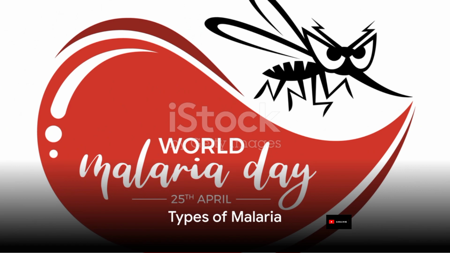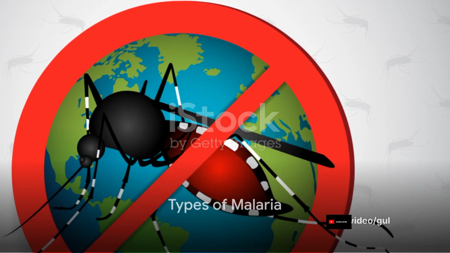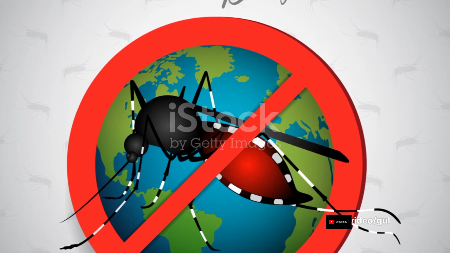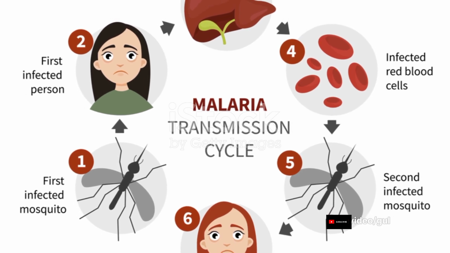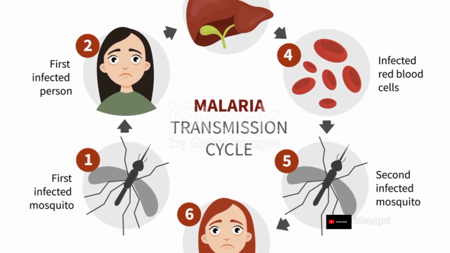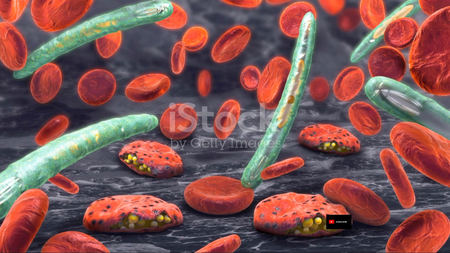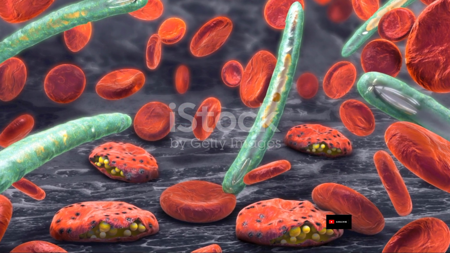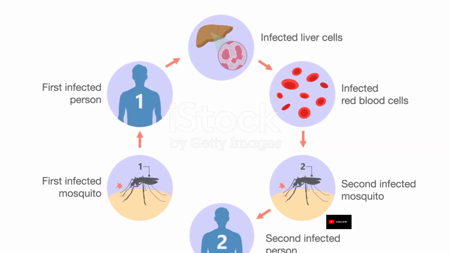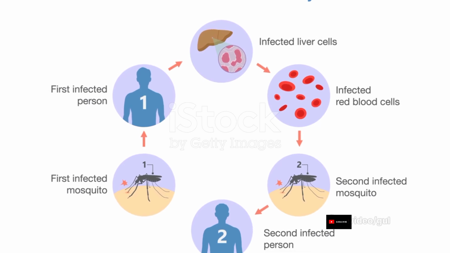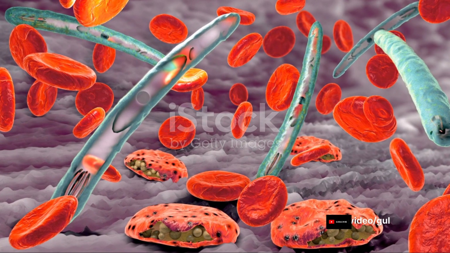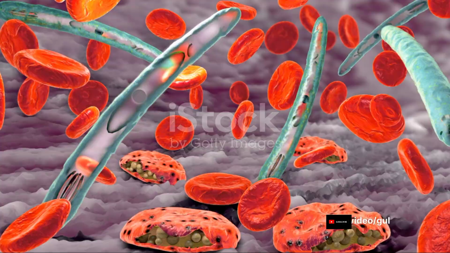Did you know malaria isn't just one disease but several types caused by different parasites? Here's the scoop. Malaria is caused by 5 different species of a parasite called Plasmodium. Each species brings its own brand of trouble to the human body. These 5 are Plasmodium falciparum, Plasmodium vivax, Plasmodium ovale, Plasmodium malariae, and Plasmodium knowlesi.